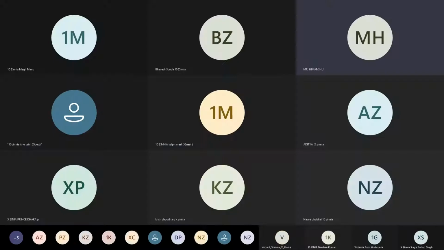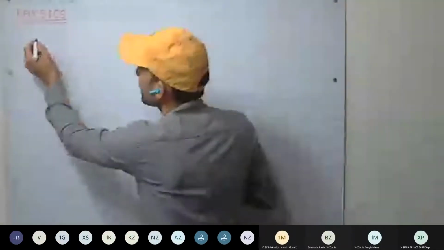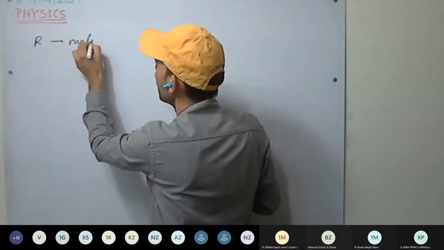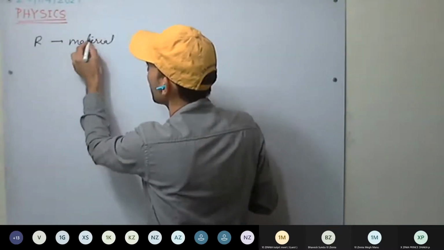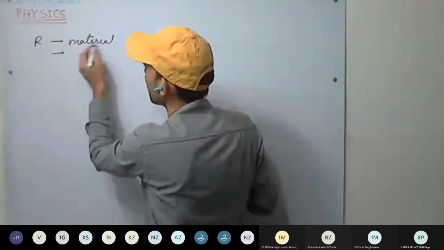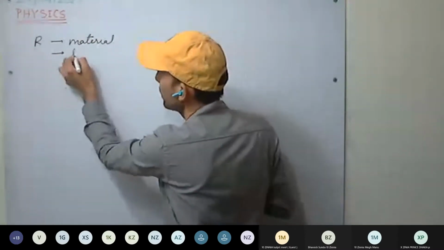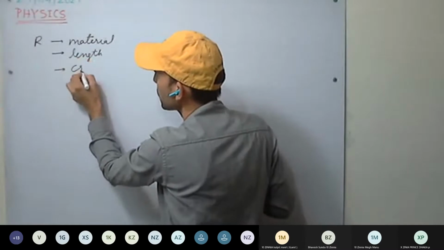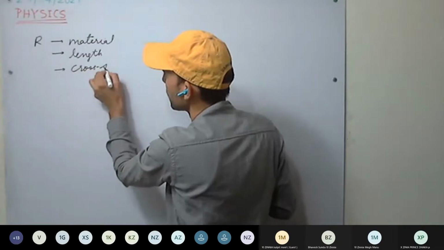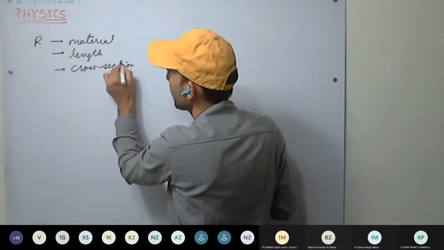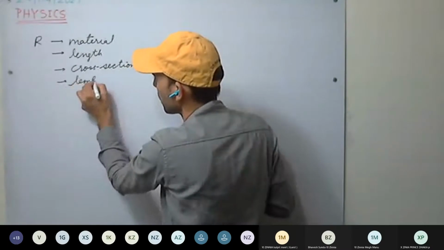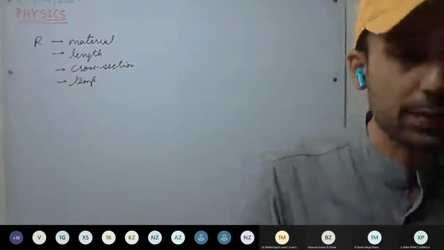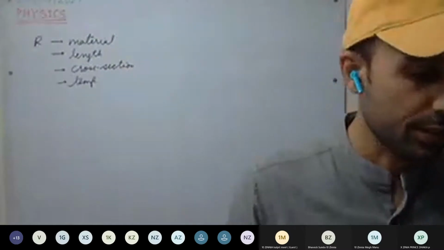With specific resistance. So the factors affecting the resistance were the material of which the conductor is made, second was the length of the conductor, then the cross section of the conductor, and the last, temperature. Okay, these were the factors, so now we'll be discussing specific resistance.